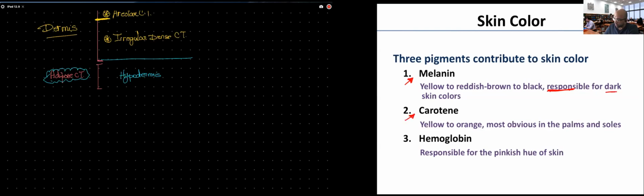Another pigment that is going to be playing a role in determining the skin color is going to be the carotene. And carotene is going to be yellow to orange, most obvious in the palms and soles, because simply I don't have much melanin in those sites. That's why carotene is going to be manifested at those sites more than the sites that already contain a darker pigment like the melanin. Something to remind you of the carotenes, that the carotene is one of the pigments that contribute in skin color.